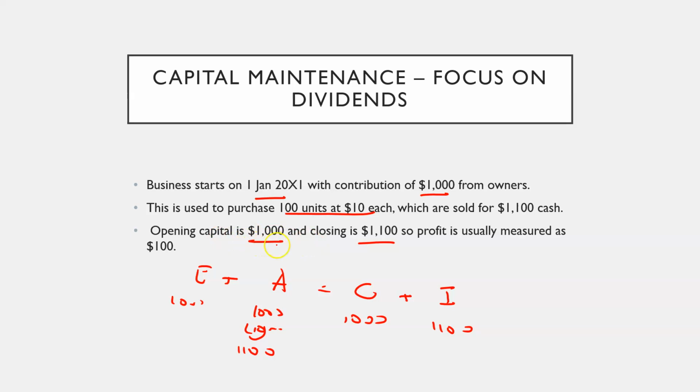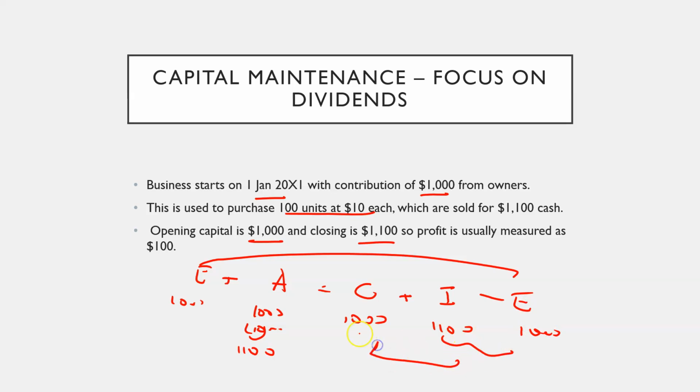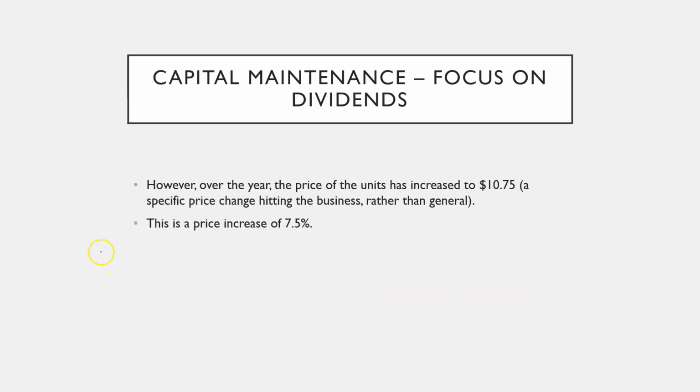So opening capital is 1,000, and closing capital, when I bring the E over here, I will subtract 1,000, and this will be 100, and I will put 100 here. So basically, I'll have 1,100 here and 1,100 here. So opening capital is 1,000 and closing is 1,100, and profit will be 100.